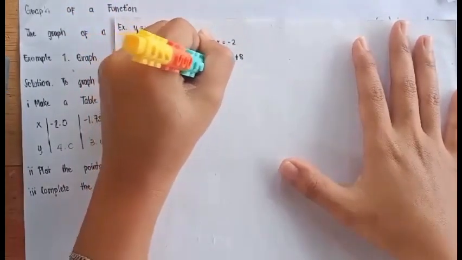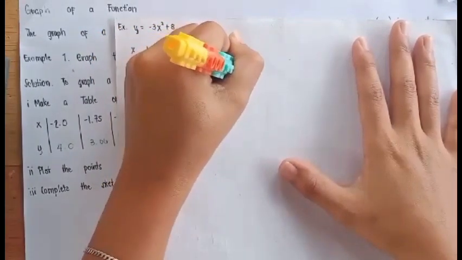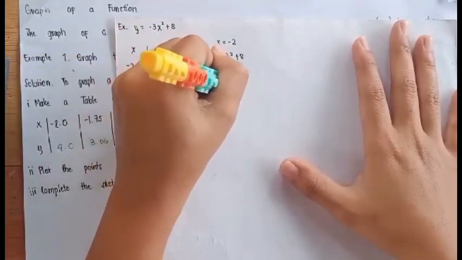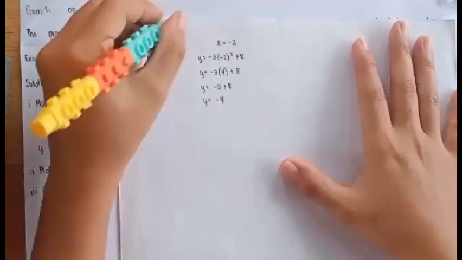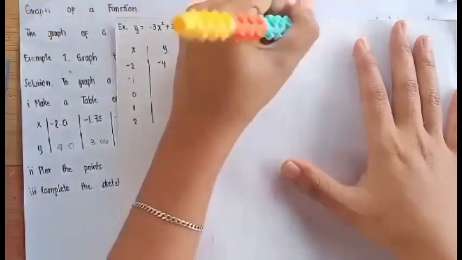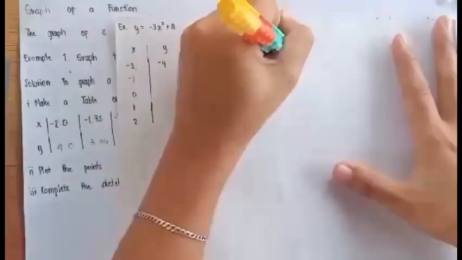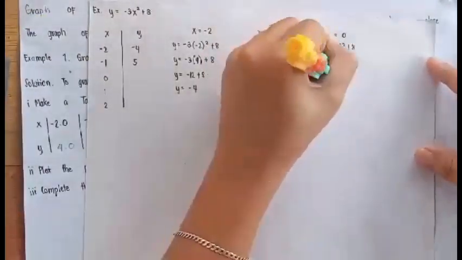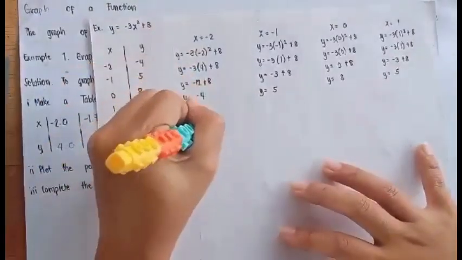So let's try x is equal to negative 2. So we'll just substitute the value of x, which is negative 2, into the given problem. So our answer here is negative 4. So if our x is negative 2, then our y is negative 4. So the rest of the procedure, substituting the values of x to the given problem, I'll just make the video fast forward again.